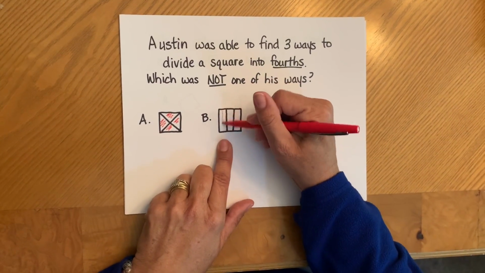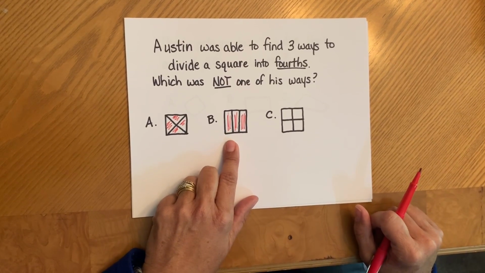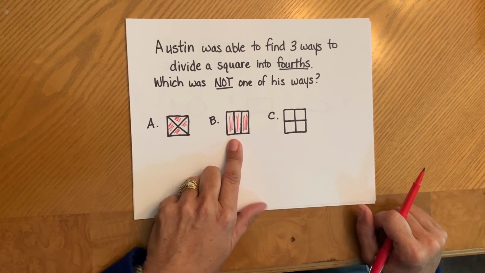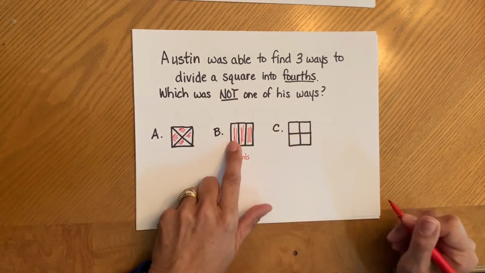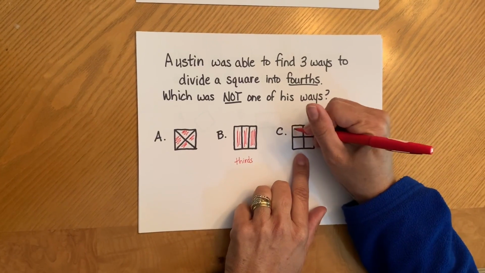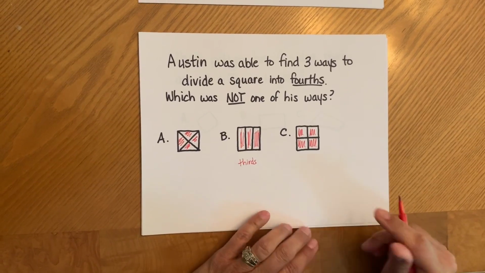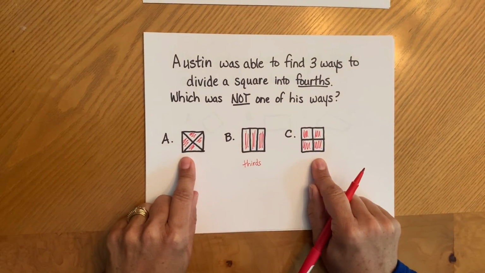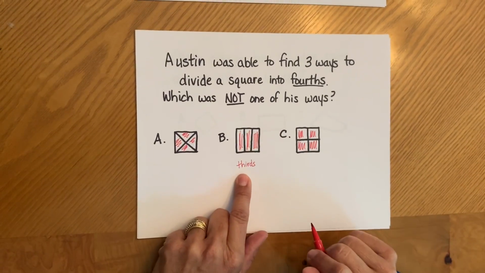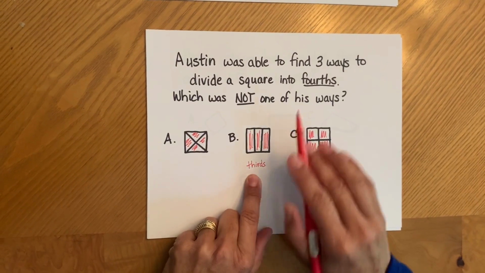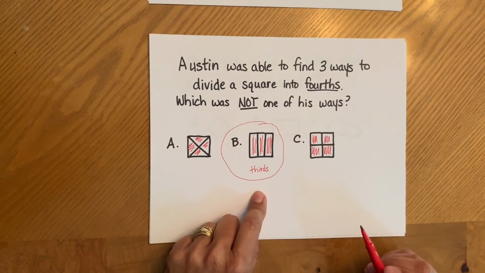B shows 1, 2, 3 equal shares. So this is not divided into fourths, but this one is divided into thirds, right? 1, 2, 3. Shape C is divided into 1, 2, 3, 4 equal shares as well. A and C are divided into fourths because there are 4 equal shares. B is divided into thirds. So this could not be one of his ways since he divided a square into fourths.